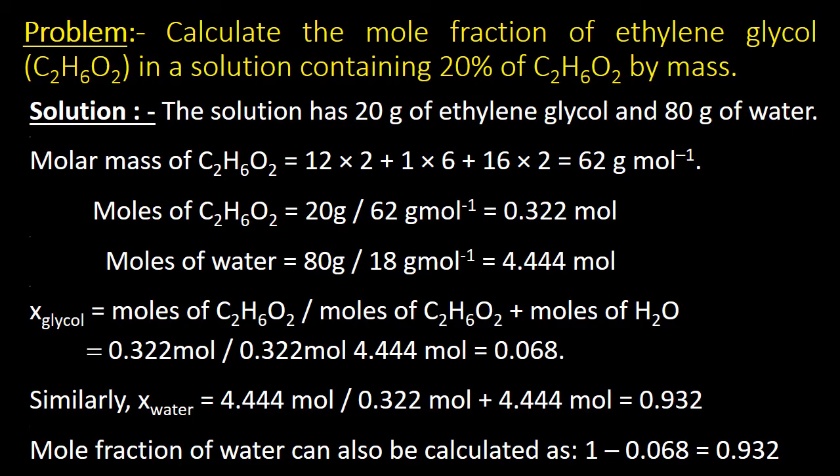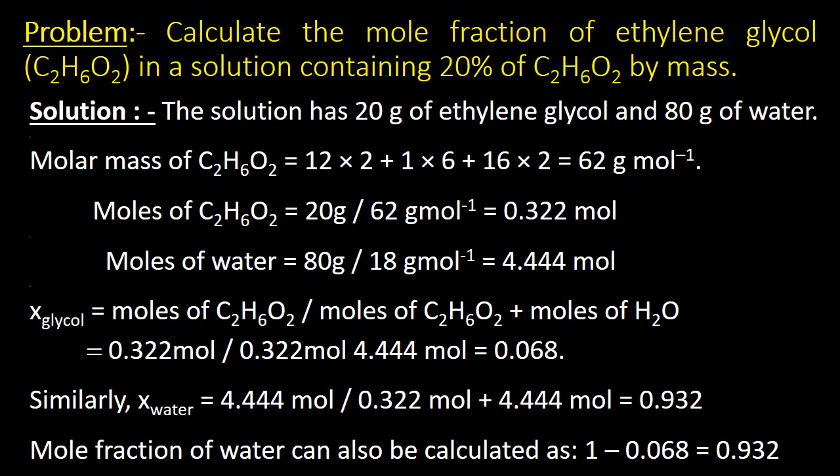The moles of water is equal to the mass of water, 80 gram, divided by the molar mass of water, which is 18 gram per mole. From the molecular formula we can calculate the molar mass of water, and the moles of water is equal to 4.444 mole. Hence the mole fraction of ethylene glycol is equal to the number of moles of ethylene glycol divided by the number of moles of ethylene glycol plus the number of moles of water, which is equal to 0.068. That is, the mole fraction of ethylene glycol is 0.068.